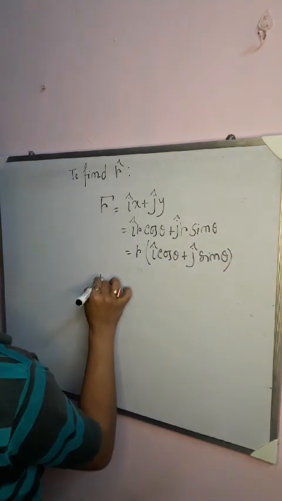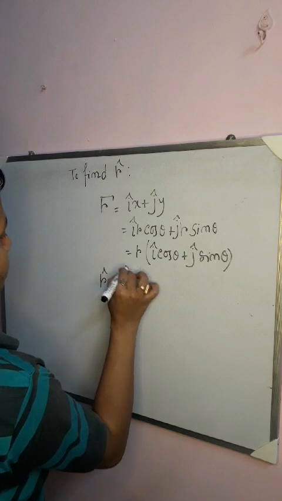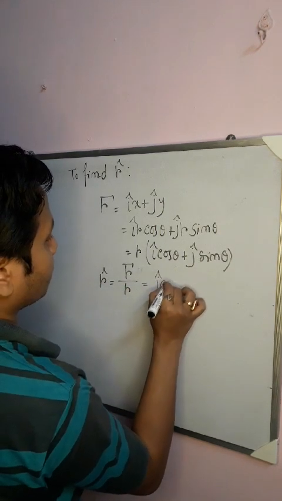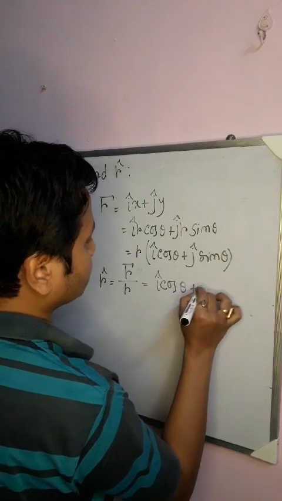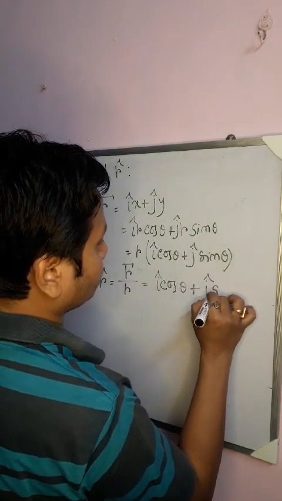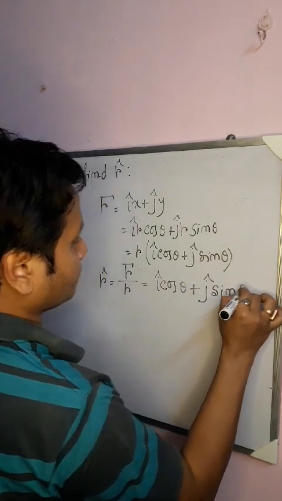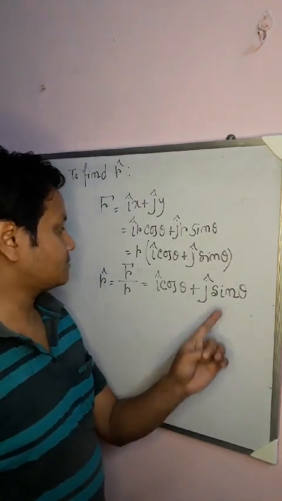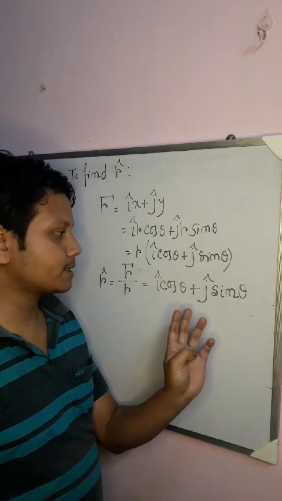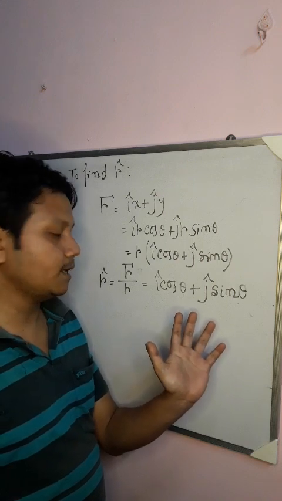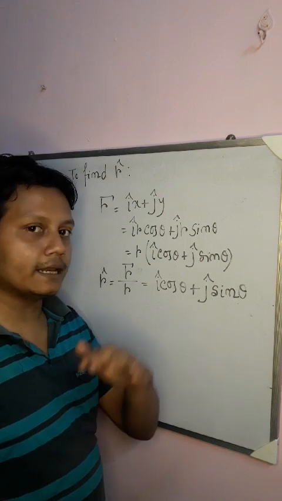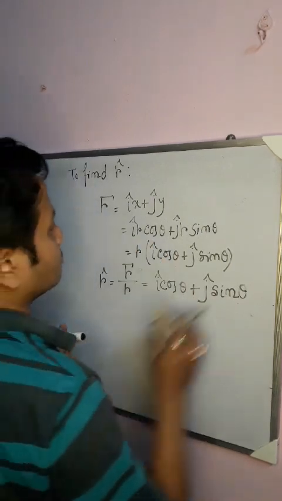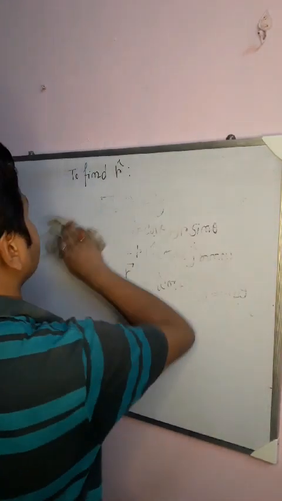So what will be my unit vector? That is vector r by mod r, which is simply i cap cos theta plus j cap sin theta. This is the simple expression of r cap, the unit vector along the direction of increasing r: i cap cos theta plus j cap sin theta.